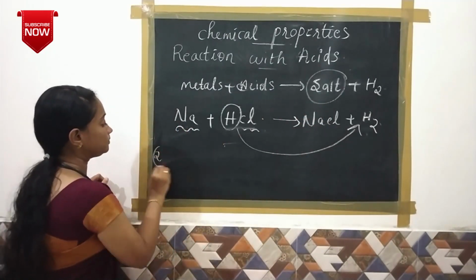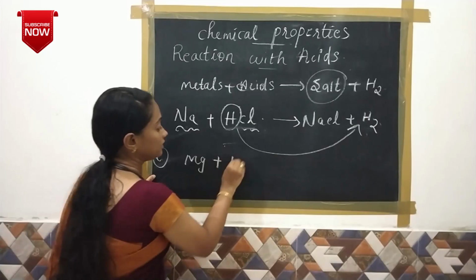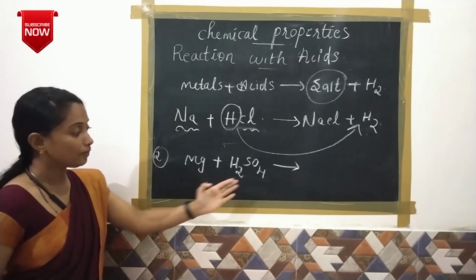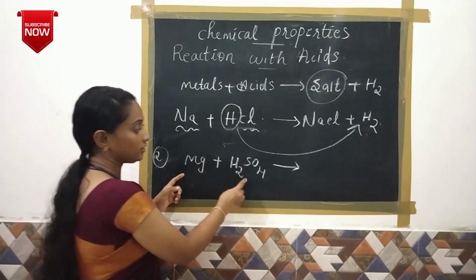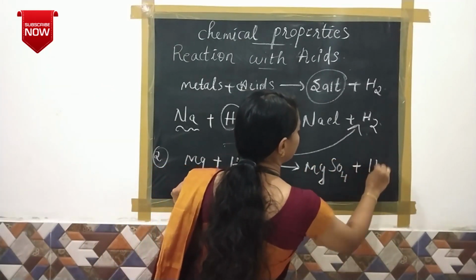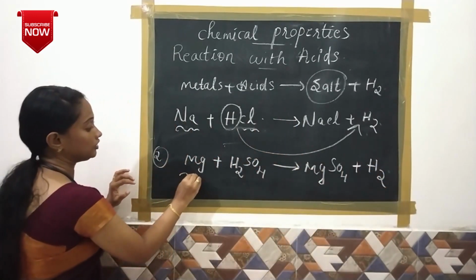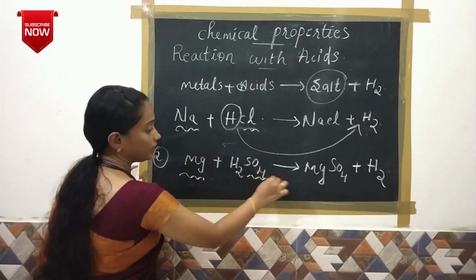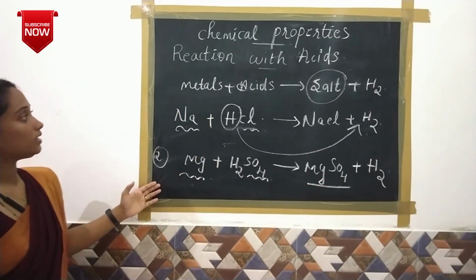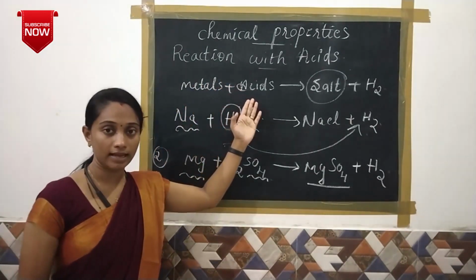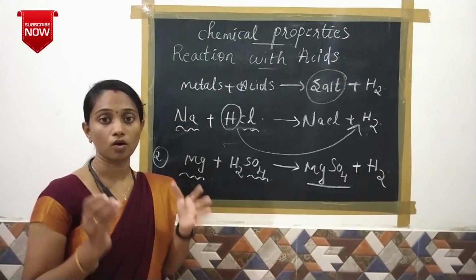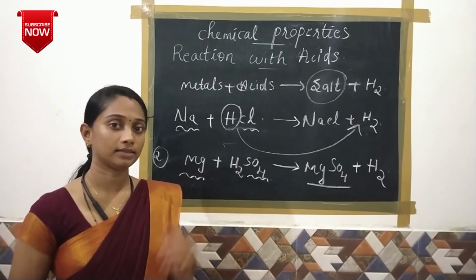And the second example, magnesium is reacted with sulfuric acid, H2SO4. Magnesium is an example of a metal, and this is an acid. When the magnesium is reacted with the sulfuric acid, it will produce magnesium sulfate and hydrogen gas. Magnesium sulfate is an example of a salt. So we can say when any metal reacts with an acid, it produces salt and hydrogen gas. But a non-metal does not react with the acid.